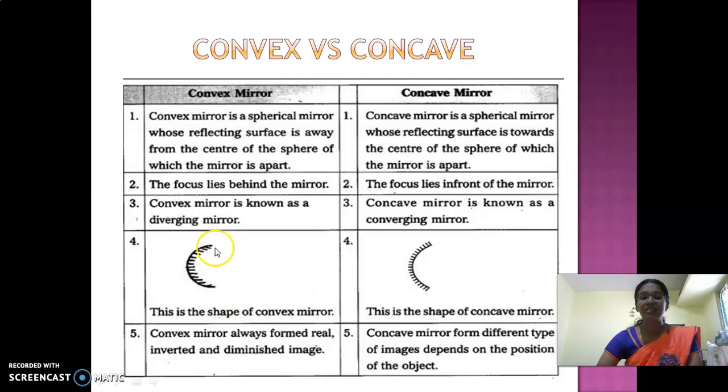This is the shape of a convex mirror. Here the reflecting surface is bent outwards. And this is the shape of a concave mirror. Here the reflecting surface is bent inward.